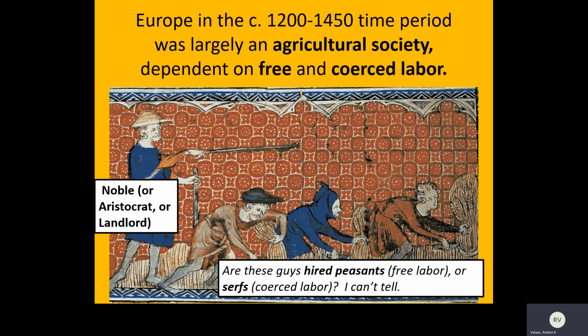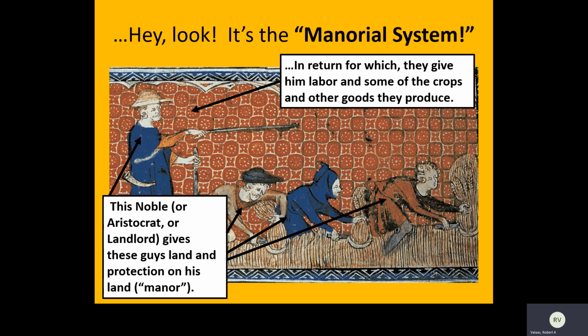So I don't know, these guys cutting the grain here, are they free peasants or are they serfs, coerced labor? I can't tell. But either way, that noble or aristocrat gets to boss them around and tell them what work to do. Hey, it's the manorial system.